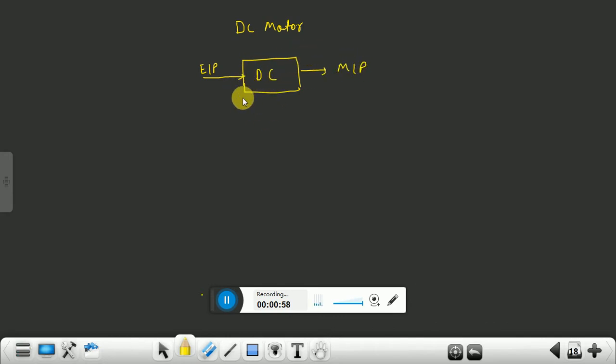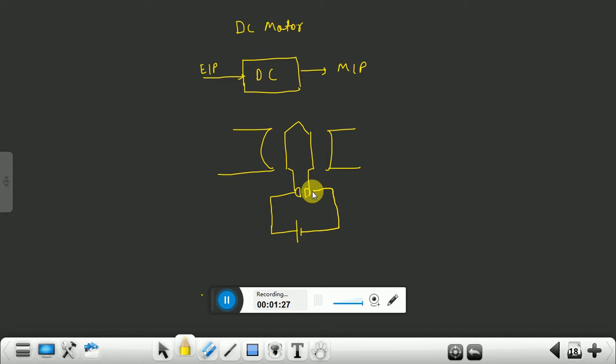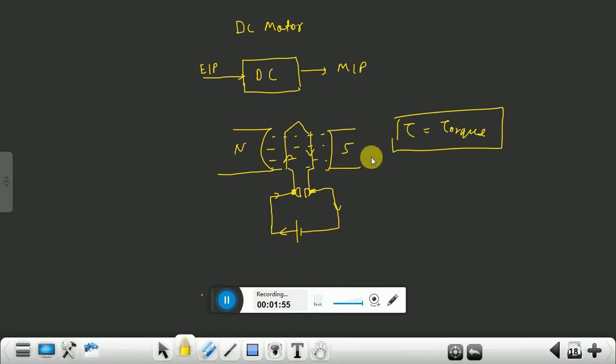Okay, and by definition, when a current carrying conductor is placed in a magnetic field, it experiences a torque. This is a current carrying conductor connected with a voltage source, placed in a magnetic field. Okay, so move to our experimental part.